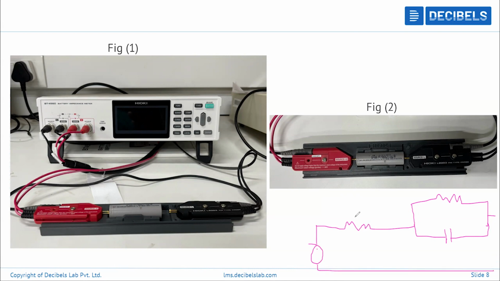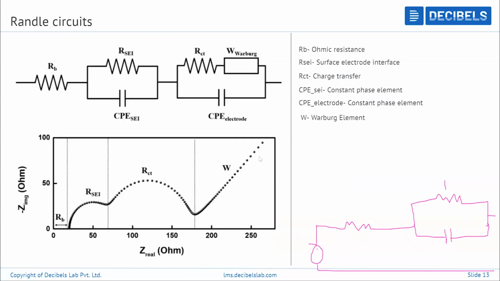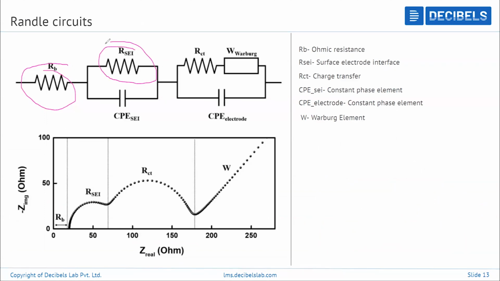This R naught we typically call the solution resistance or electrolyte resistance. Then there is an R1, and one more RC block will be there, which you can call the first RC block. I have that here, so let me go there and come back. You can see here R naught, RAC, CPE, RCT, CPE electrode, Warburg.